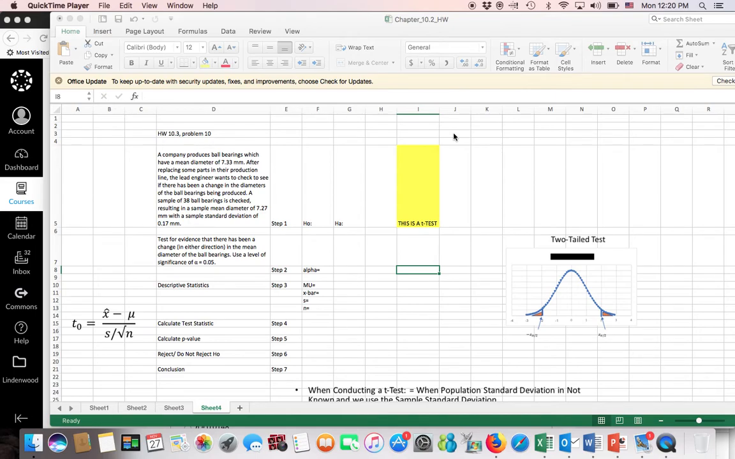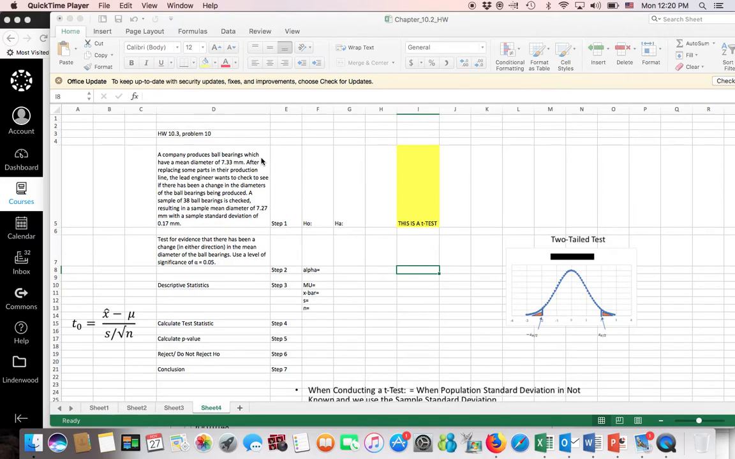The purpose of this video is to demonstrate how to perform hypothesis testing on a population mean. We're going to use homework 10.3, problem 10 as our example. It states, a company produces ball bearings which have a mean diameter of 7.33 millimeters.